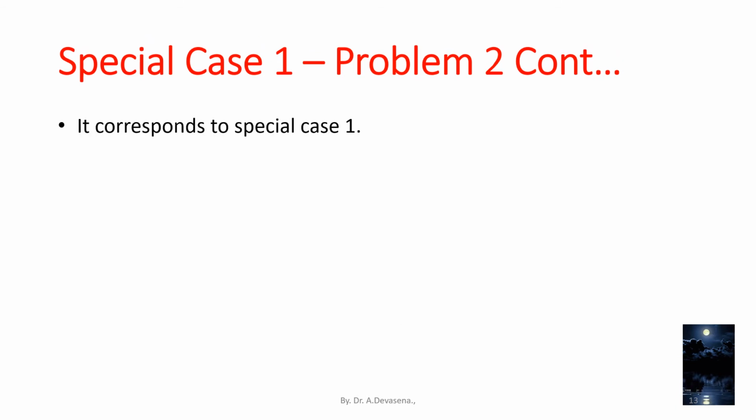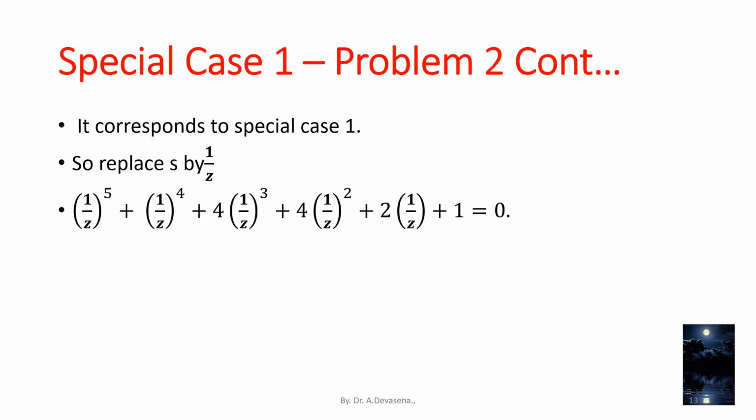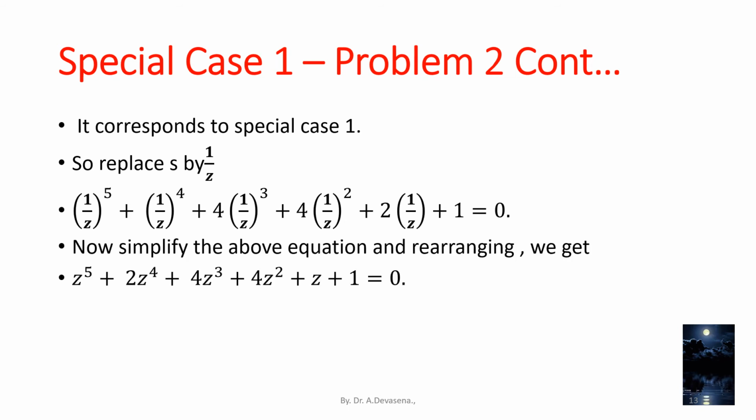So it corresponds to special case 1. Replace s by 1 by z. Therefore, the characteristic equation becomes (1/z)^5 + (1/z)^4 + 4 into (1/z)^3 + 4 into (1/z)^2 + 2 into (1/z) + 1, that is equal to 0. Now simplify the above equation and rearranging, we get z^5 + 2z^4 + 4z^3 + 4z^2 + z + 1, that is equal to 0.